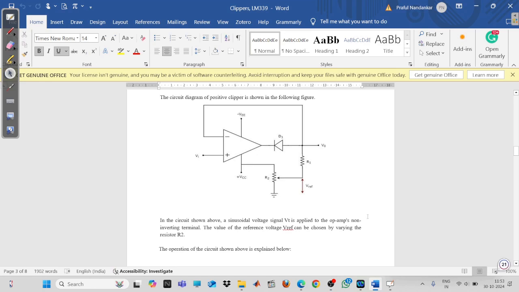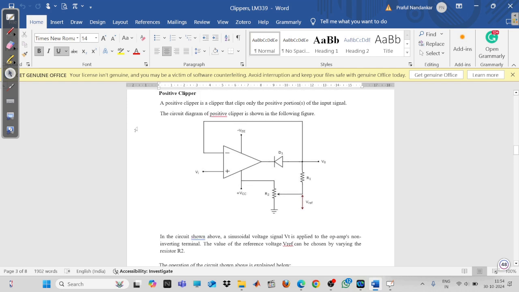So today we are going to understand the positive and the negative clipper. This is an important application of the operational amplifier. Starting with the definition, the clipper is going to clip some portion of the input signal. In our case, we will be taking a sinusoidal signal. So basically, the positive clipper is going to clip the positive portion of the input signal, and similarly, the negative clipper is going to clip the negative portion of the input signal.